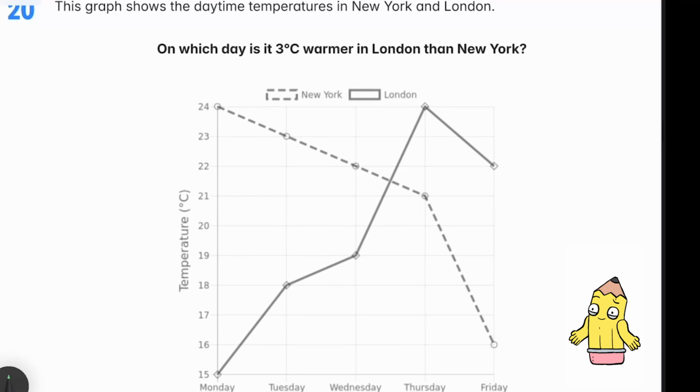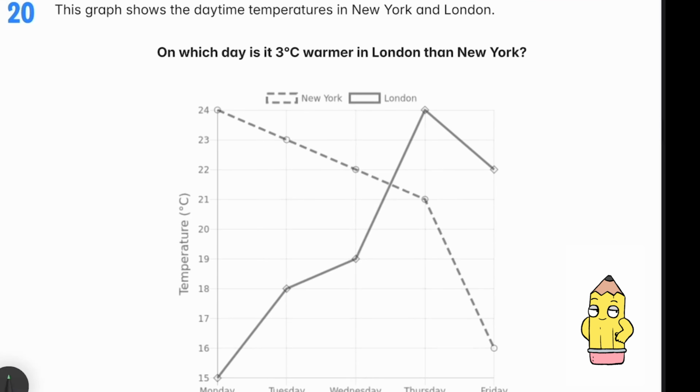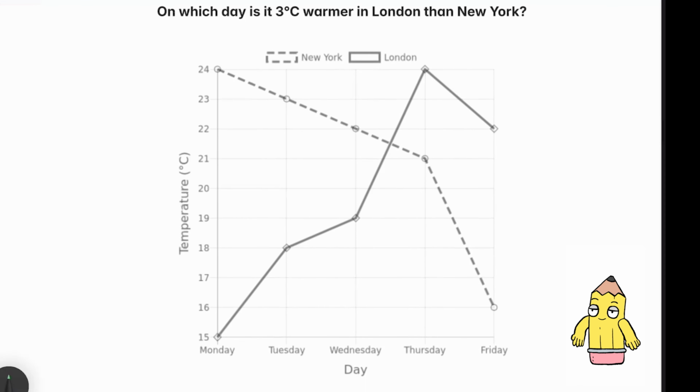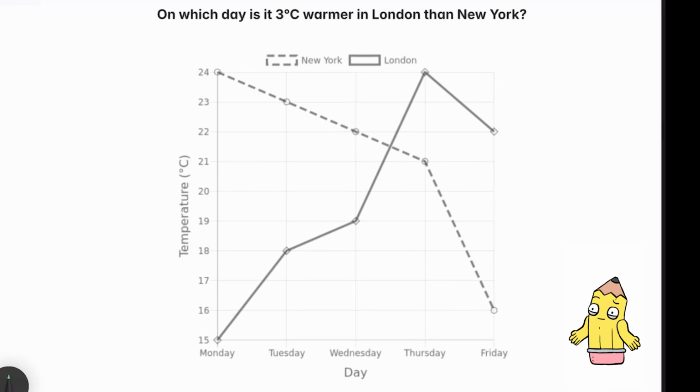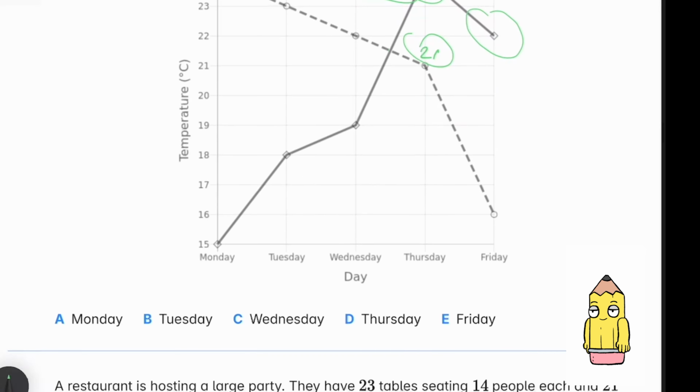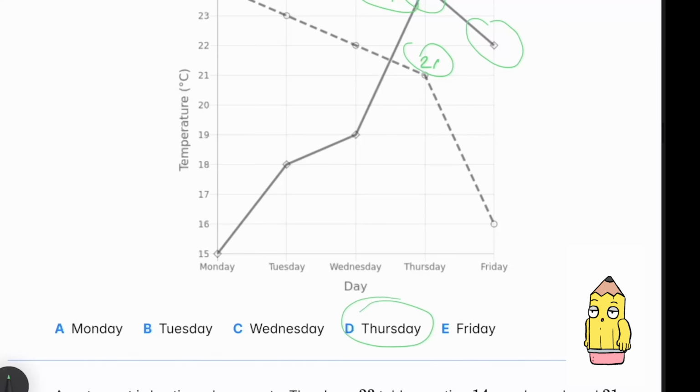Okay, on to the final part of this section. This graph shows the daytime temperatures in New York and London. So on which day is it 3 degrees warmer in London than New York? So it's all about interpreting and reading the graphs. And we can see that temperature is higher in London on Thursday and Friday. So we look at Thursday and Friday to find the answer. Thursday, we can see it's 21 degrees in New York, but 24 in London. So if we subtract that, that is 3 degrees. So our answer here is Thursday.